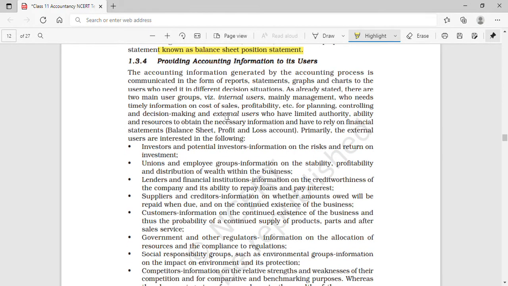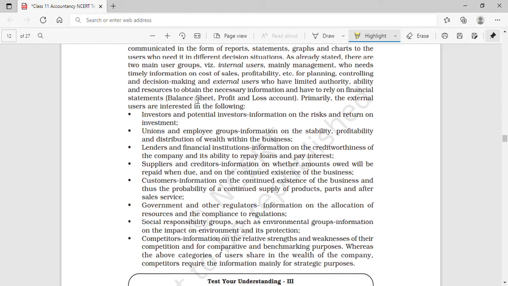Well, now let's go to accounting information and its uses. The accounting information can be used, as I told you, by internal as well as external sources. Below is the list of external users: investors and potential investors, information on risks and returns, employee groups, lenders, customers, governments and other regulators, competitors, and social responsibility groups. Okay guys, you can just read this part because it's just basic, nothing much. Just know who your external users are.